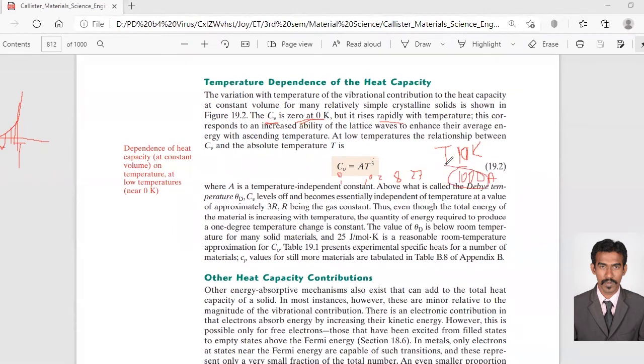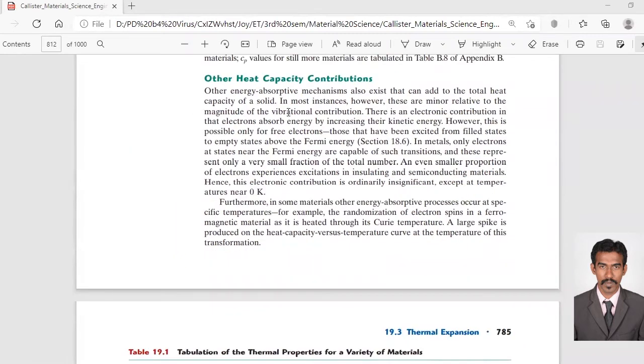So that's 1000. So the heat change is very huge, right? This is a rough explanation of what is actually happening. Energy absorptive mechanisms also exist that can add to the total heat capacity of a solid. So what are the mechanisms that actually contribute to this phenomenon? In most instances, however, these are minor relative to the magnitude of the vibrational contribution, right?